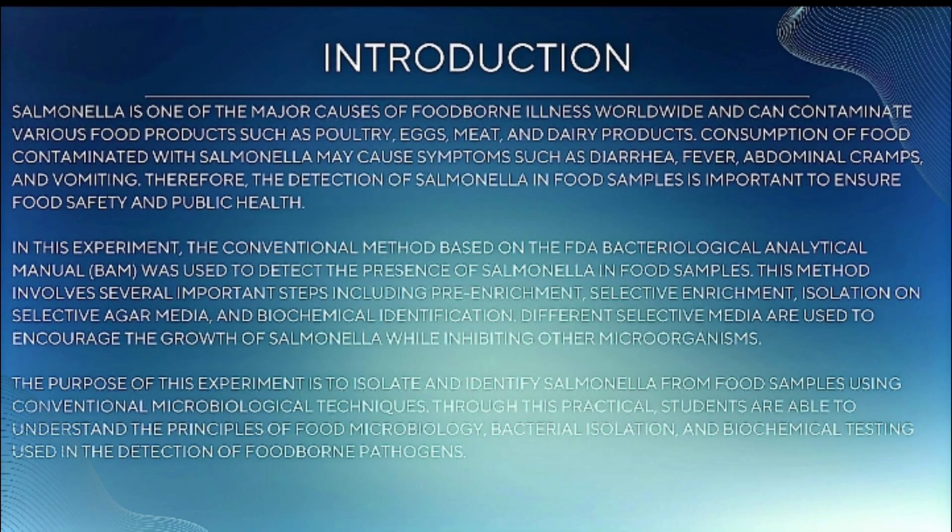In this experiment, the conventional method based on the FDA Bacteriological Analytical Manual (BAM) was used to detect the presence of Salmonella in food samples. This method involves several important steps including pre-enrichment, selective enrichment, isolation on selective agar media, and biochemical identification. Different selective media are used to encourage the growth of Salmonella while inhibiting other microorganisms.